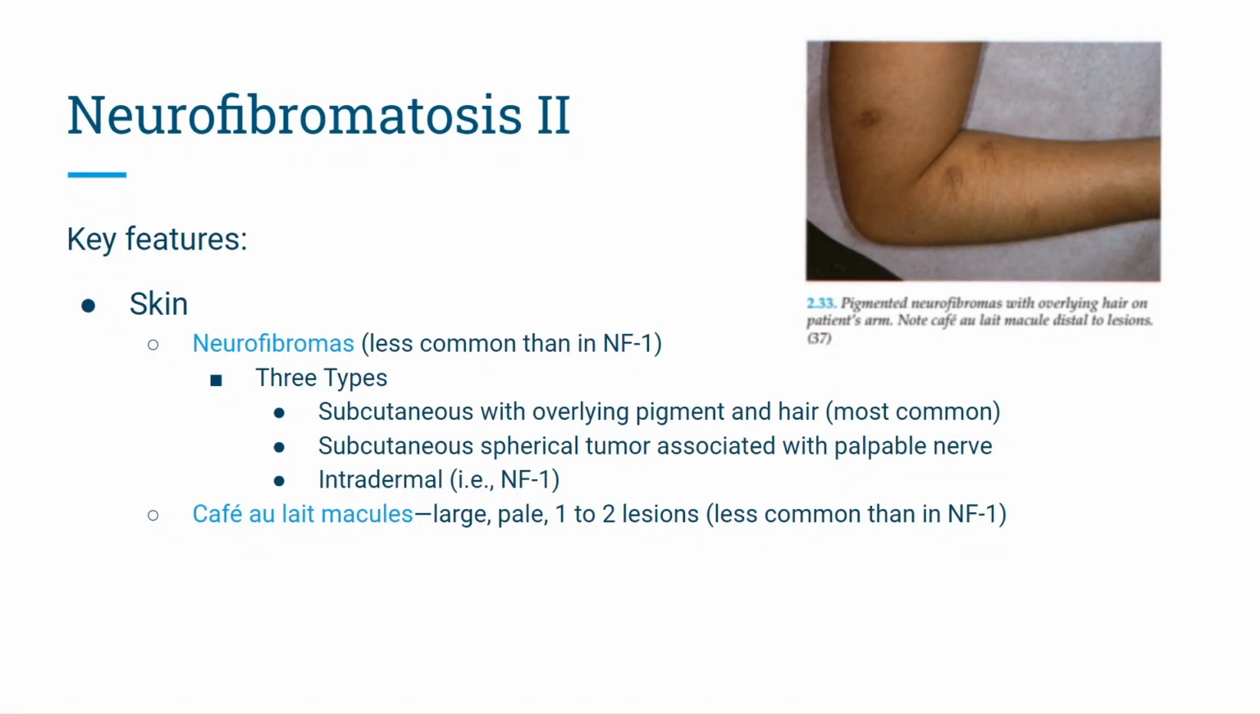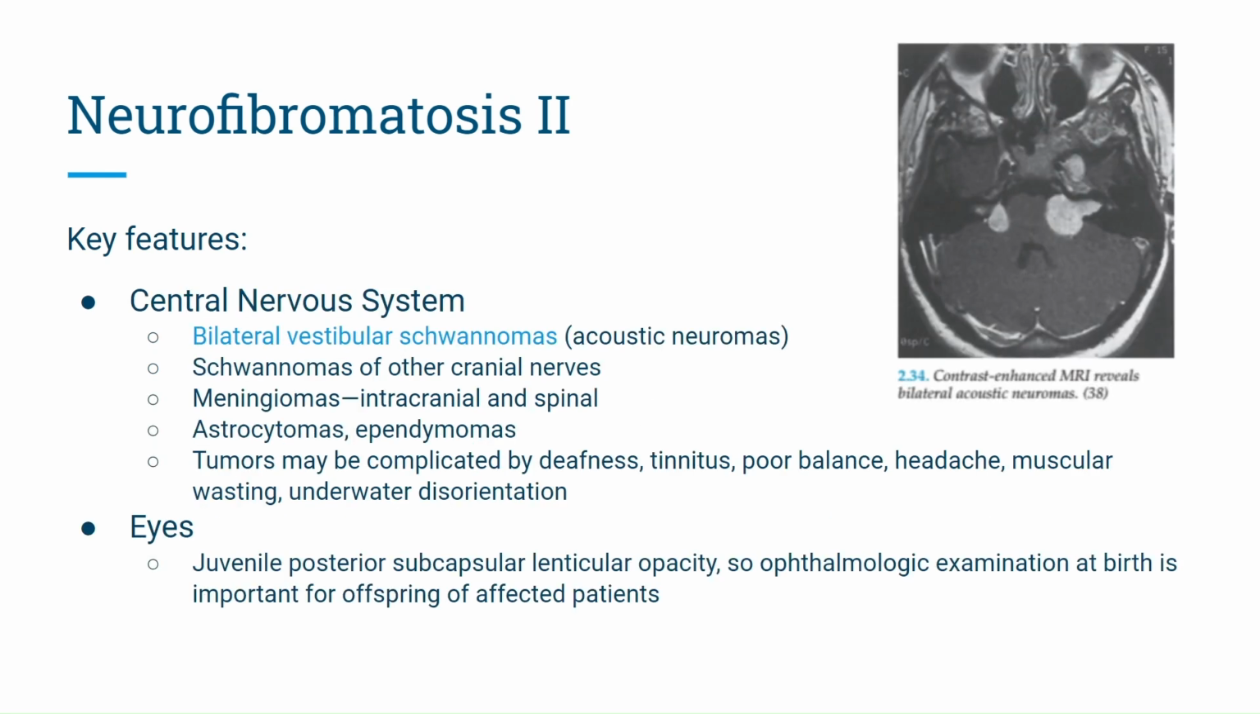Less common than NF1, obviously. There are 3 types of neurofibromas. You can have subcutaneous with overlying pigment or hair. You can have subcutaneous spherical tumors with associated palpable nerves, or you can have an intradermal. That's more in NF1. And less common in NF2, neurofibromatosis 2, are the cafe au lait spots. So you might see 1 or 2 lesions, but you shouldn't have the 6, which would be diagnostic for NF1.